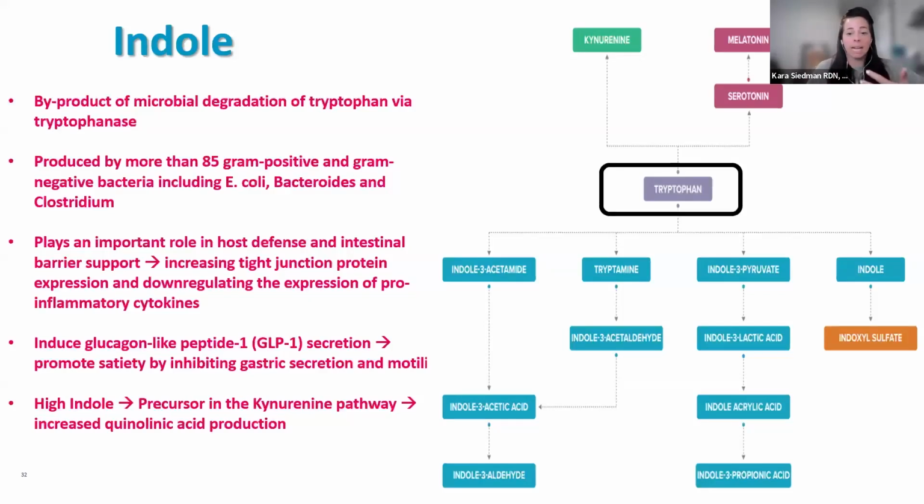So if it's high indole, you may also look at Zen Biome products, but again, also look at digestion, look at the types of pathogens that are there. So it can help really direct the types of supplements and the interventions that we want to start to utilize.